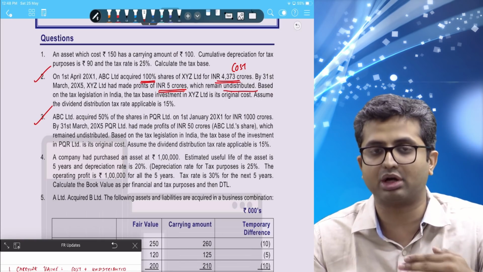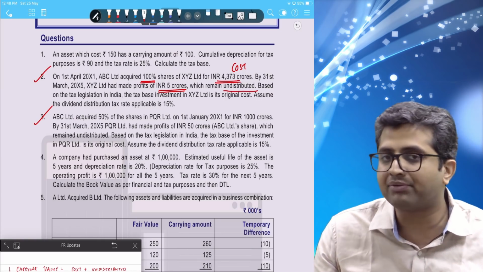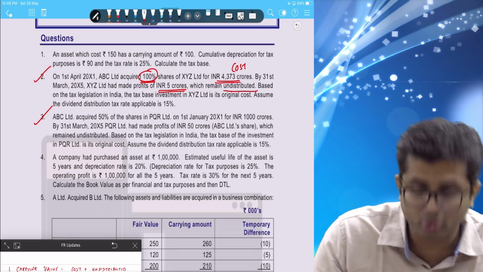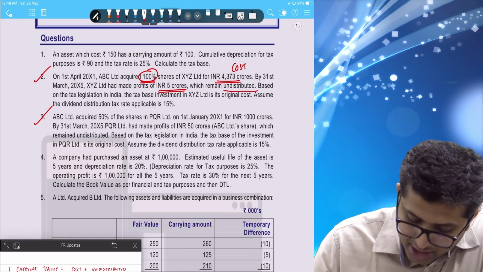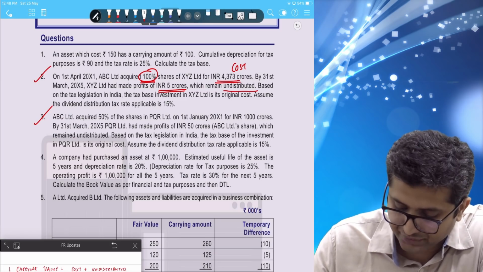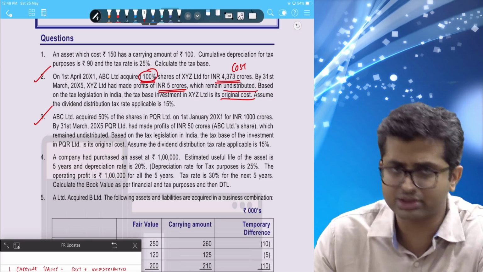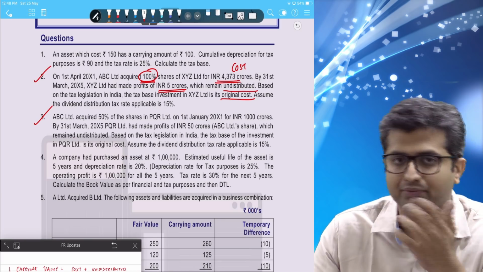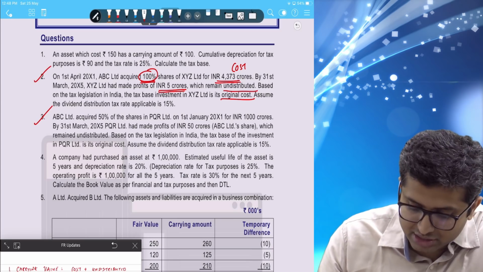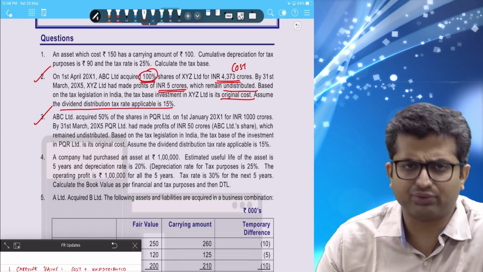If they are undistributed, the net assets are higher by 5 crores. At the same time, your consolidated P&L would be higher by 5 crores. We are owning a 100% stake. Based on tax legislation in India, the tax base of investment in XYZ is its original cost, since income tax does not follow any such methods of consolidation. Assume dividend distribution tax rate is applicable as 15%.